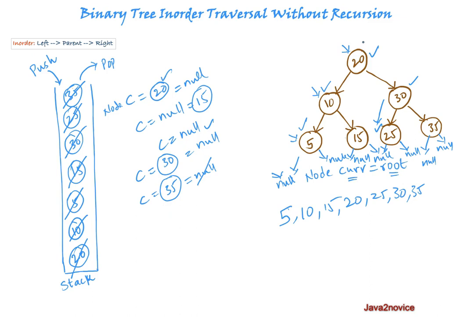Since we have taken a binary search tree as an example, when we perform Inorder Traversal on a binary search tree, we will get output in ascending order, sorted order. So 5, 10, 15, 20, 25, 30, 35. So this is our approach.